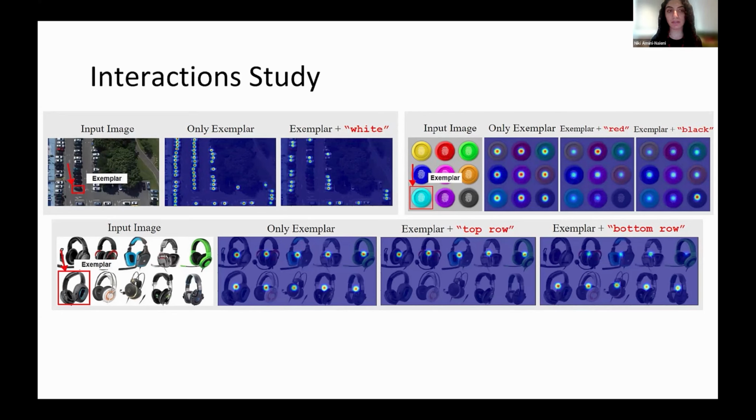So in the top left, you can see that given the input image and the visual exemplar, the model just counts all of the cars. In this case, the visual exemplar represents the class of the object, but then we can use the text to filter out mainly the white cars. In this example, you can see it's missing some of them.